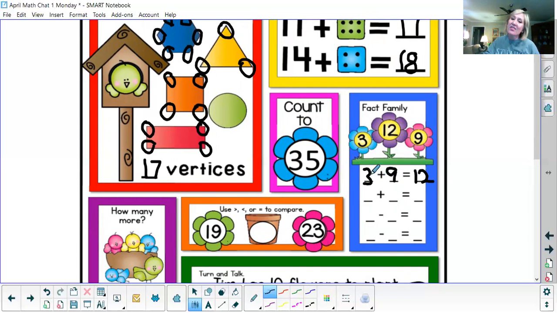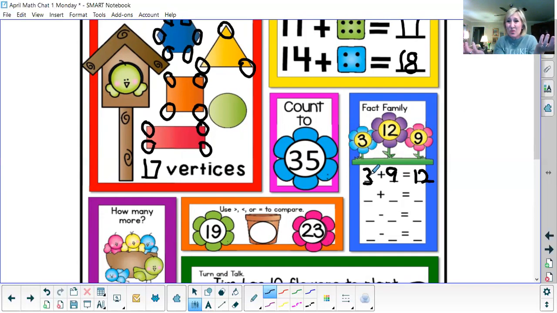Now, 3 and 9 are the 2 parts. Does it matter if I put the 3 first and then the 9 and put it together to make 12? Or if I put the 9 first and the 3 next and put it together to make 12?